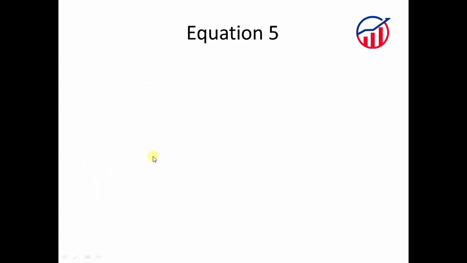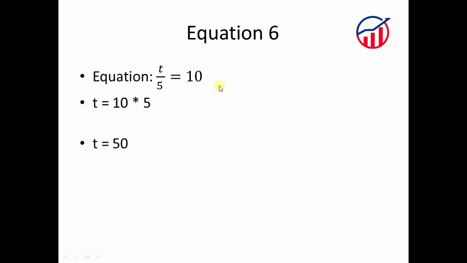The next equation, equation 5, is 6x is equal to 12. This is pretty straightforward. x is equal to 12 upon 6, wherein x is equal to 2. Equation 6 over here, t upon 5 is equal to 10. So t is nothing but 10 into 5, which is 50.